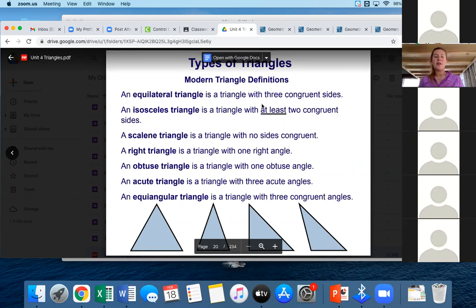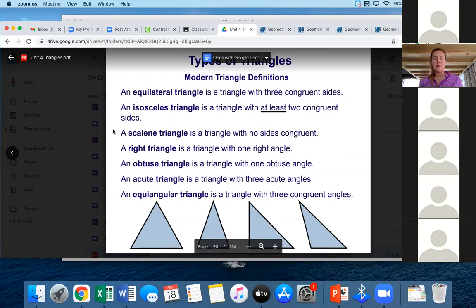A scalene triangle is a triangle with no congruent sides. A right triangle is a triangle with 1 right angle. An obtuse triangle is a triangle with 1 obtuse angle. An acute triangle is a triangle with 3 acute angles. An equiangular triangle is a triangle with 3 congruent angles, all right?